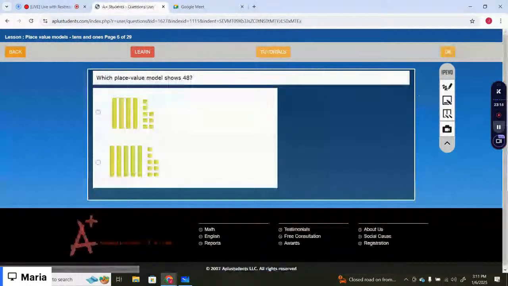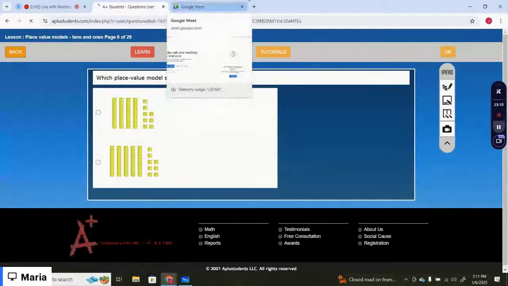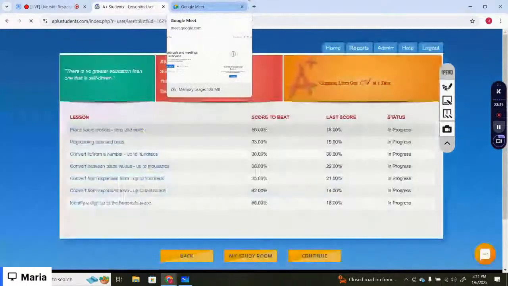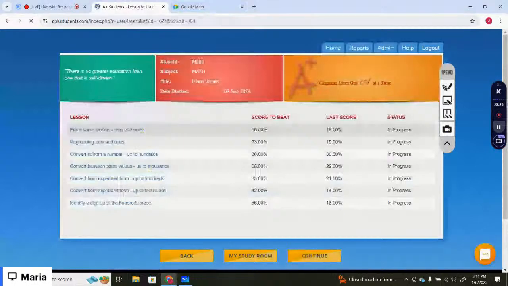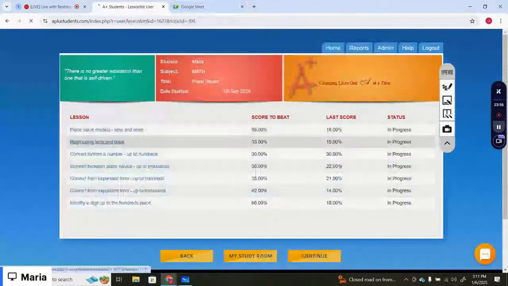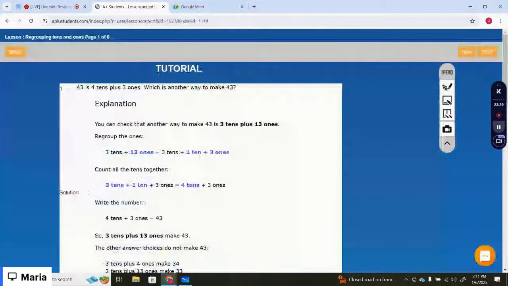Okay, you can complete the lesson by yourself later today. Let me just move on to the next lesson. Next one is regrouping tens and ones. 43 is 4 tens and 3 ones, which is another way to make 43.